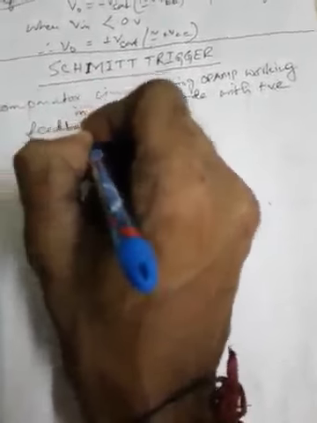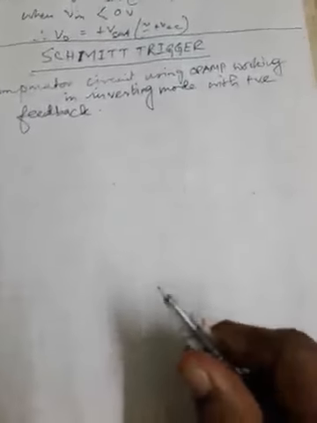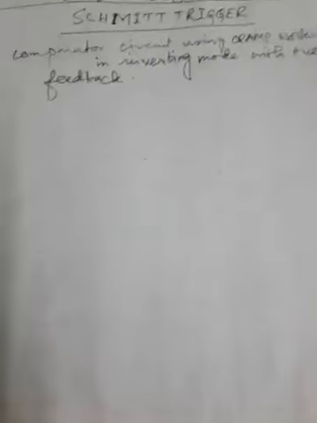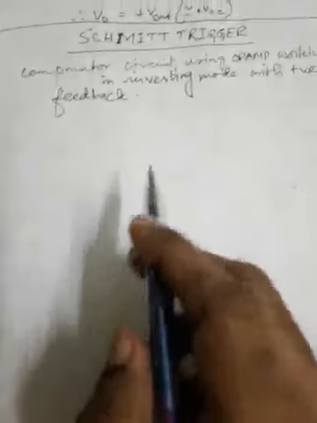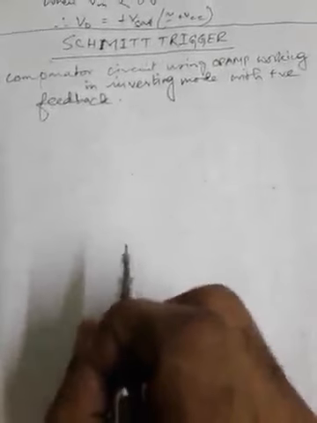So what is actually a Schmitt trigger circuit? It is a specific application of op-amp working in inverting mode with positive feedback, and it is a comparator circuit. This circuit will convert an irregular shaped waveform to a square wave or pulse.